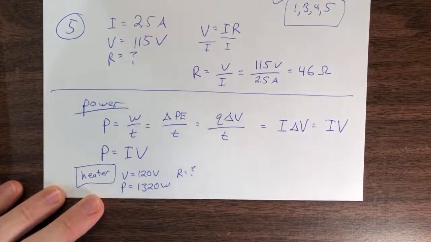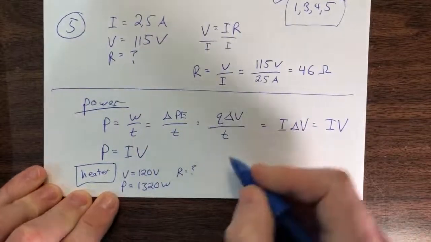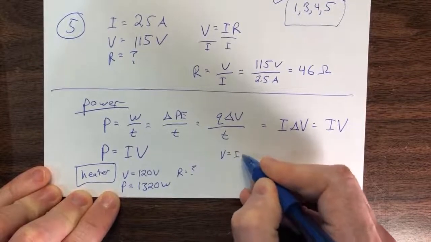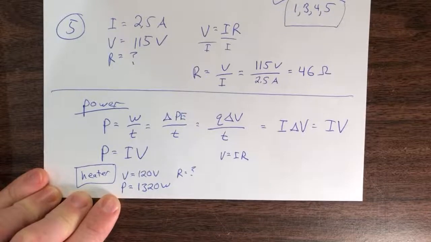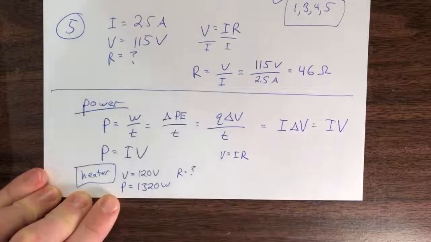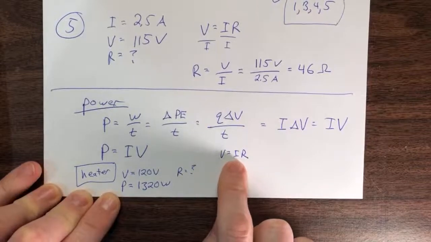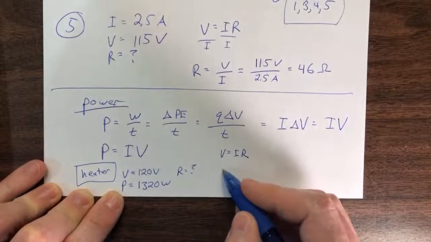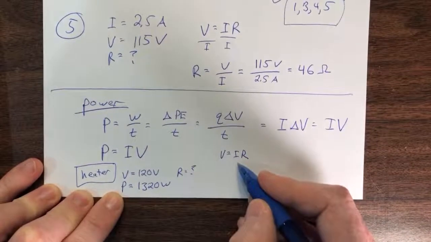So what we can do is use our equation P equals IV, and we can also use the equation V equals IR. So let me see. I think probably the best way to do this, if we want to solve for R, is to solve for I in this. You can actually solve for I, but I'm not going to. Instead, I'm going to substitute.